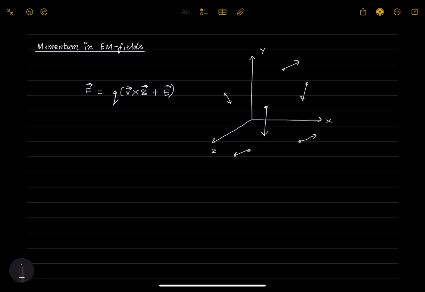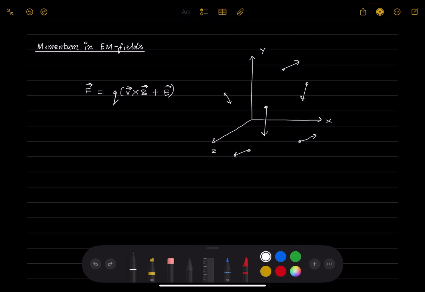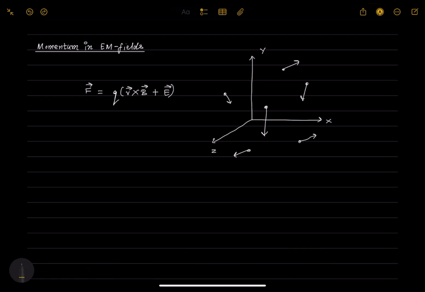So let's talk a bit about what F represents right now, right? So F represents the total rate at which the mechanical momentum changes. The total time derivative of the mechanical momentum, right, of a single particle, and we're going to generalize that shortly. So let's try to do that, right?